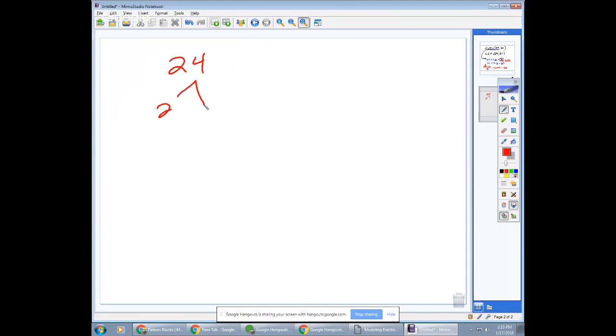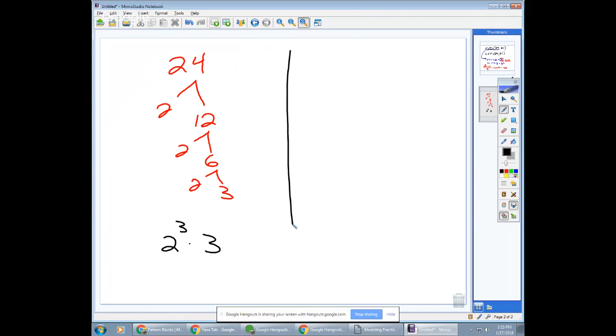2 goes into 24 12 times, and 2 goes into 12 6 times, and 2 goes into 6 3 times. And so I just make a note, either using powers or not. I'm going to use powers here. 2 to the 3rd times 3 is that one. And then 21. 2 doesn't go into it, but 3 does 7 times, and since 7 is prime, I'm done. So that one is just 3 times 7.